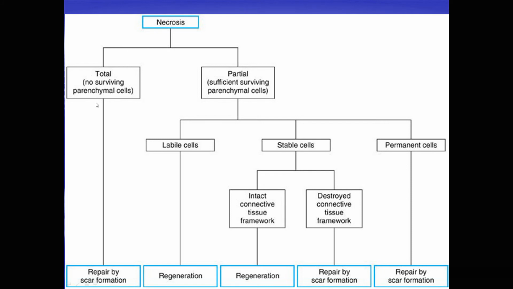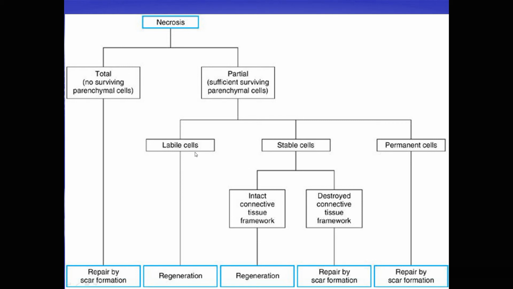Total loss of parenchymal cells will cause replacement, repair by scar formation, replacement by connective tissue, production of collagen by fibroblasts, and formation of scar by fibrosis. This is the repair after total death of parenchymal cells. In a case there are sufficient numbers of surviving parenchymal cells, the response will depend on the cell type. Three main cell types are observed: labile cells, stable cells, and permanent cells.